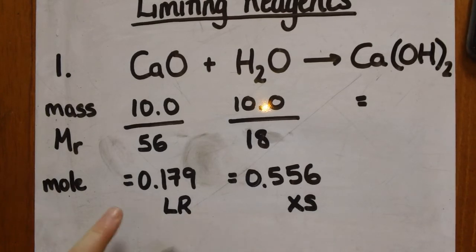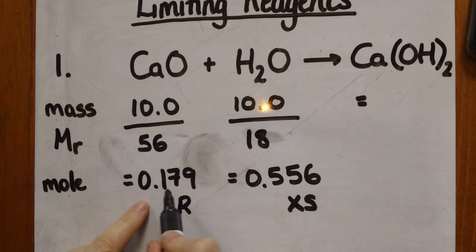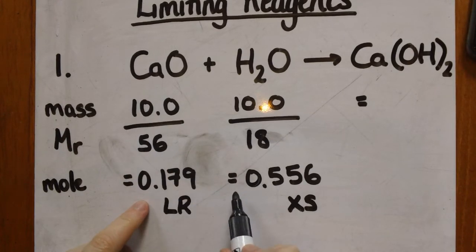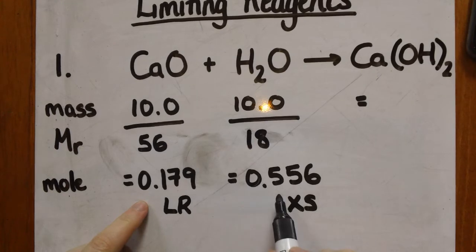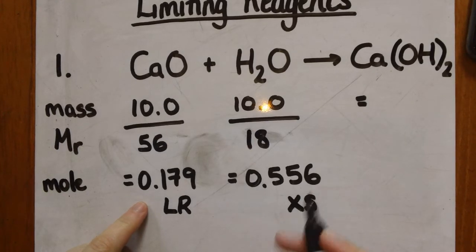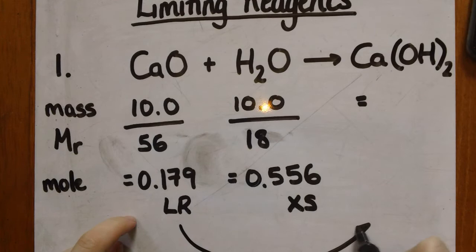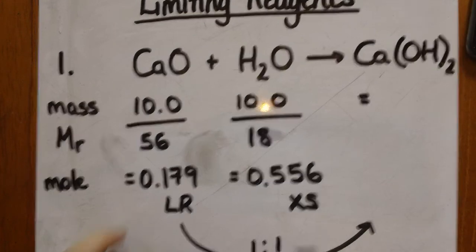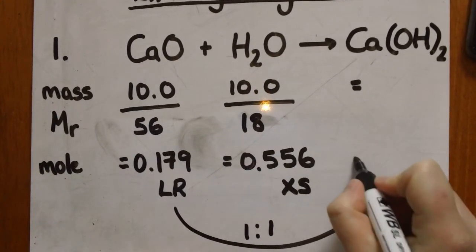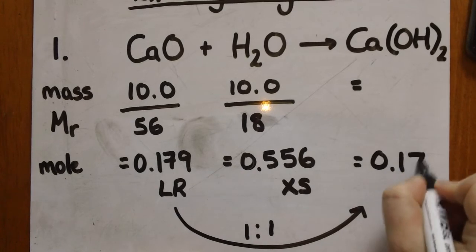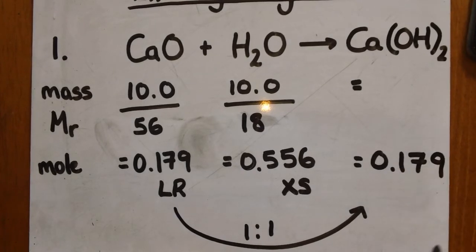So then what I have is what's actually reacting. So this whole 0.179 of my calcium oxide is reacting, but that's only going to react with 0.179 of my water, which means I am going to make 0.179 moles of my calcium hydroxide.